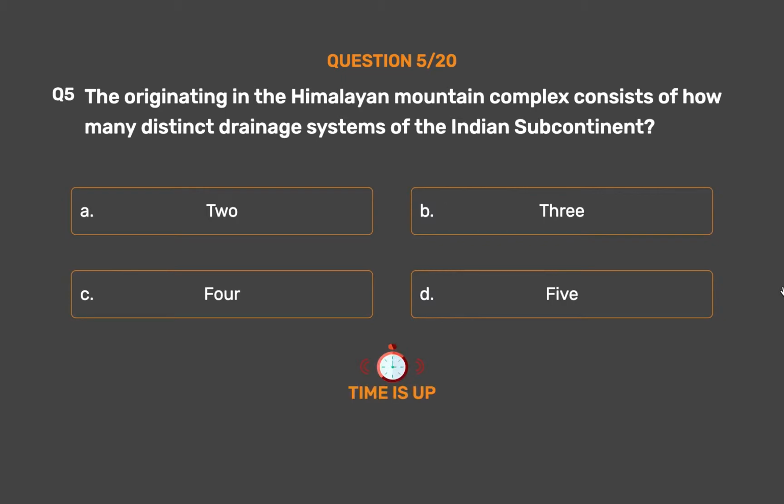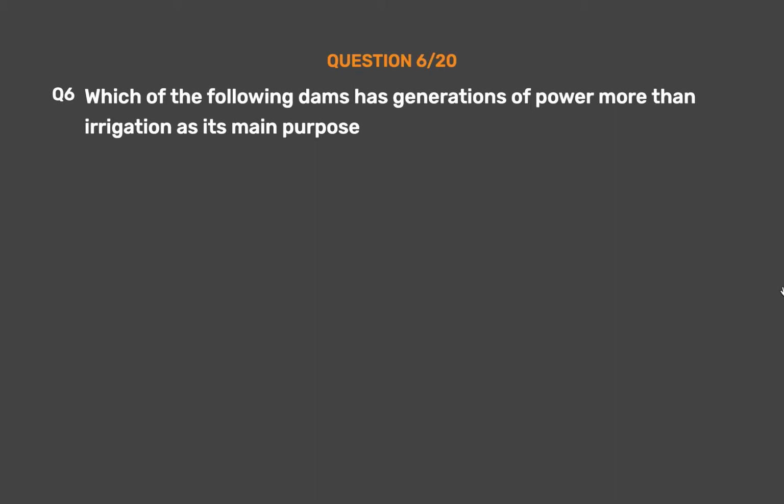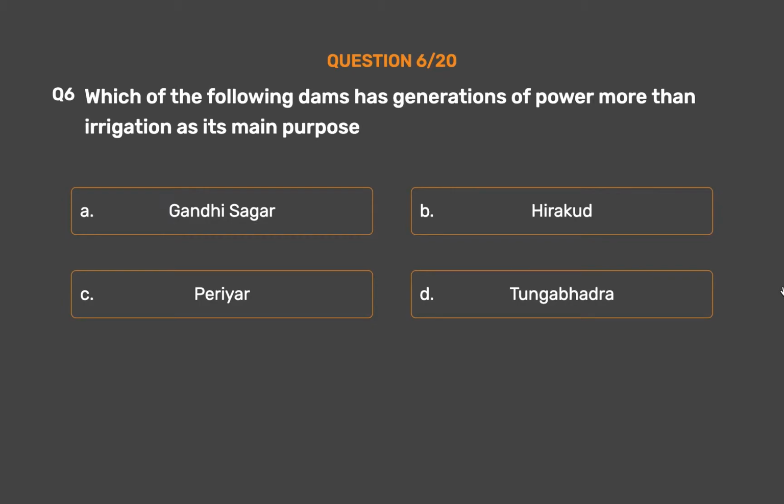The correct answer is Option B. 3. Question number 6. Which of the following dams has generation of power more than irrigation as its main purpose? Option A. Gandhi Sagar. Option B. Hirakud. Option C. Periyar. Option D. Tungabhadra.